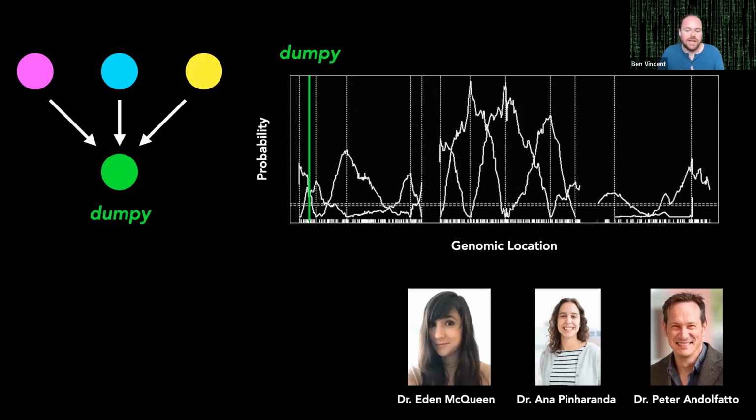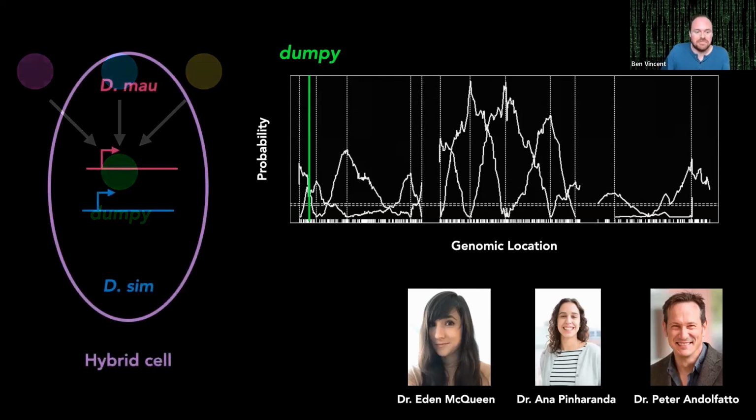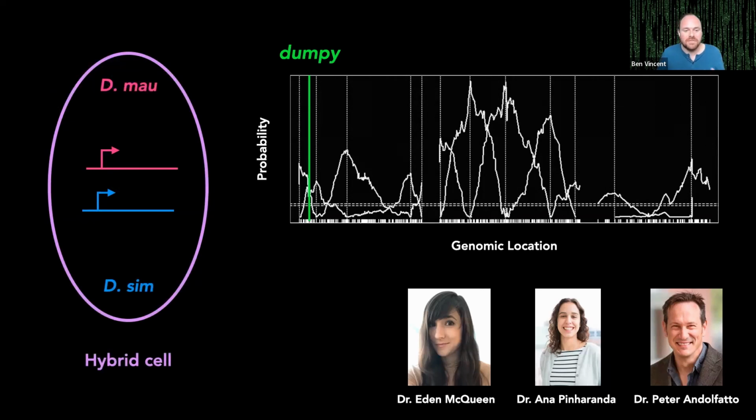So I've done RNA-seq on whole genitalia in both species to find differentially expressed genes. But I've also done allele-specific RNA-seq in hybrid samples, which is what I'm most excited about. And so if you think about a particular gene in a hybrid cell, there are two copies of that gene, one from each species.